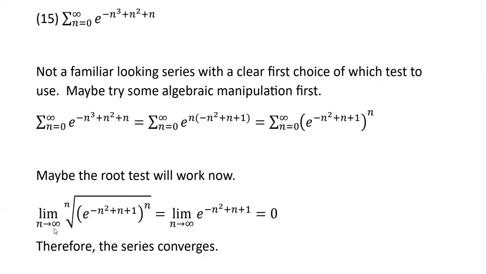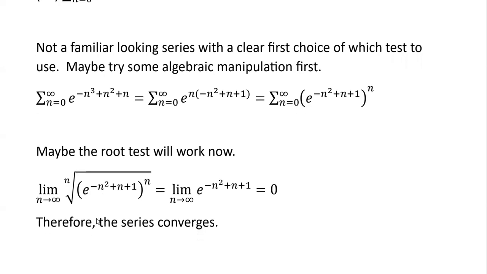So the limit as n goes to infinity of the nth root of that. Technically it's absolute values. I didn't write it here because the exponential function is always positive, but technically it's absolute values there.